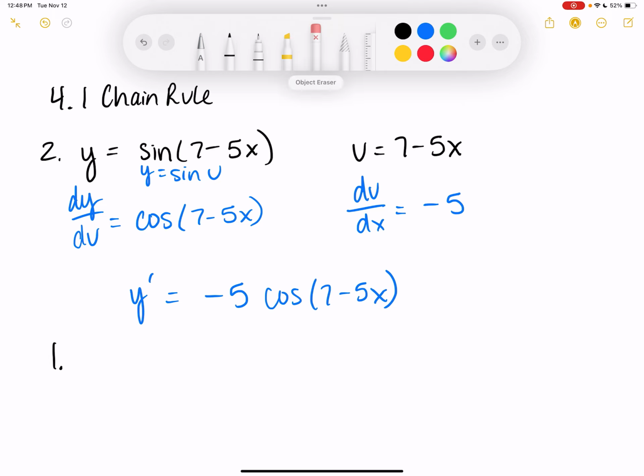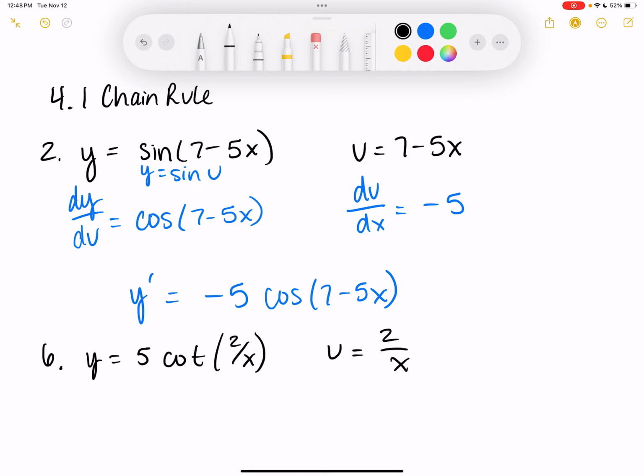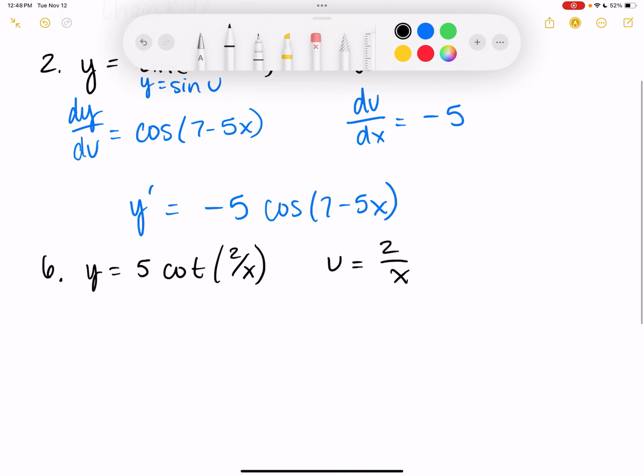Not 4, 6. y equals 5 times the cotangent of 2 over x, and u is 2 over x. Would you have guessed that u is 2 over x? Yes, after the last one. All right, let's start easy. What's the derivative of u?